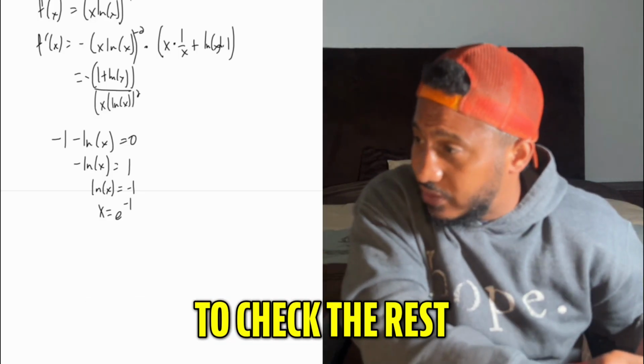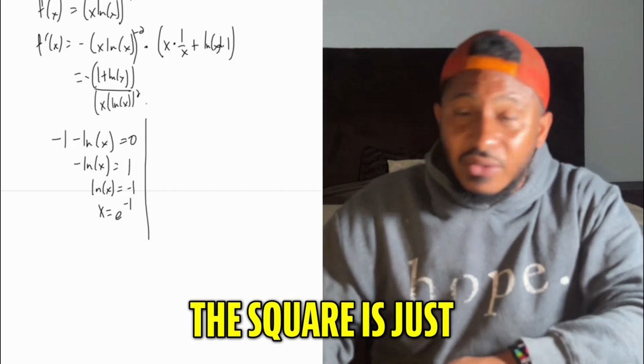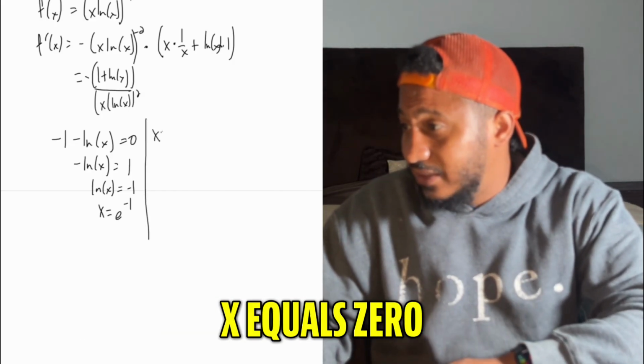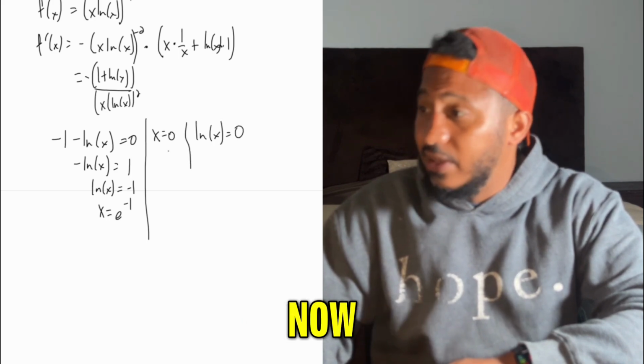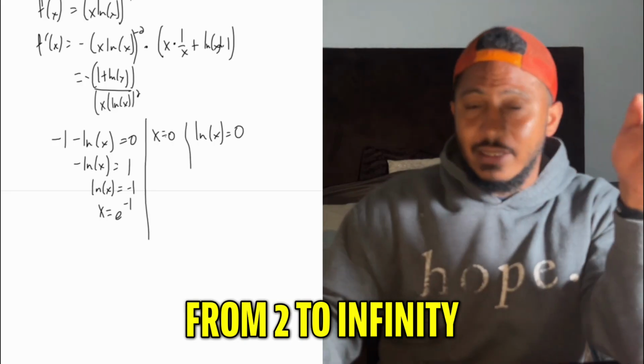So then we have to check the rest of it, right? We set this denominator equal to 0, that would be where our vertical asymptotes would be. Now, the square is just a multiplicity, so really we're just setting each of these factors equal to 0. x equals 0, and then ln of x equals 0. Now, x equals 0, of course, again, we're only worrying about from 2 to infinity and beyond.